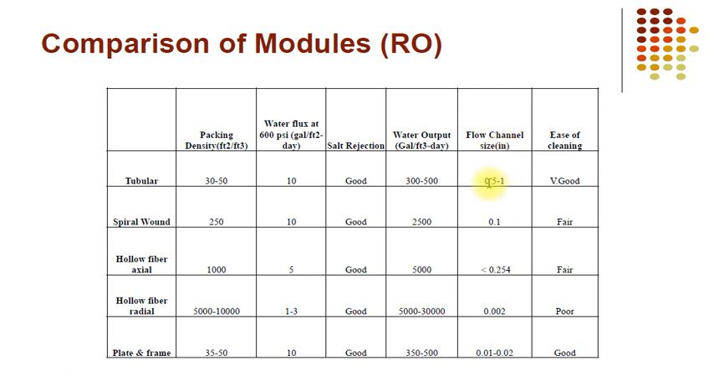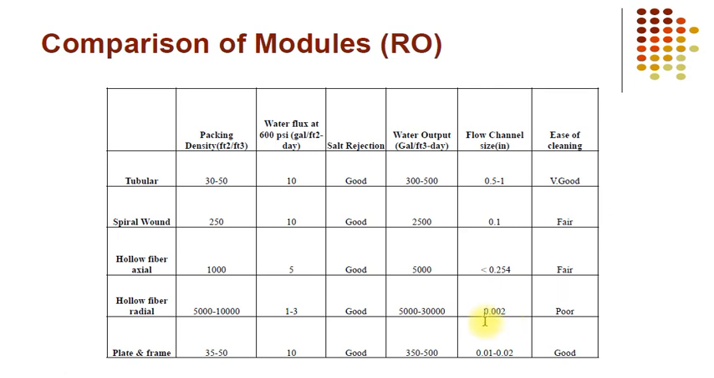So in the tubular module you have the diameter of tubes from 0.5 to 1 inch. In the spiral wound module, the thickness of the flow channel, which depends upon the spacer, is 0.1 inch, which is quite low. In the hollow fiber axial module, the diameter of the fiber is 0.254 inch, so this is also quite low. But in the hollow fiber radial modules, the diameter of the fiber is 0.002 inch, so this is quite low, in the micrometer range.